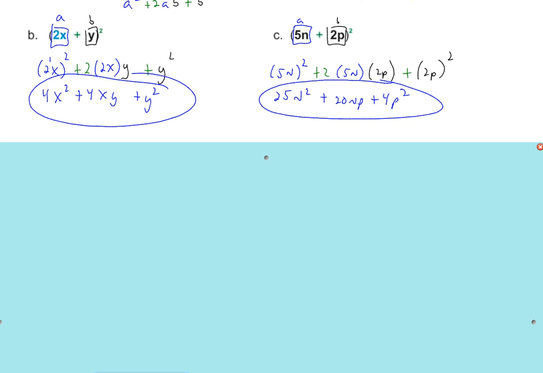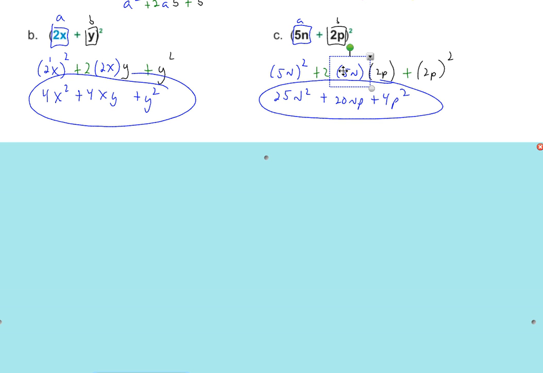Oh man, that's scary. All right, you might not want to use the pattern if you're on a quiz or a test, because that's certainly, I mean, did you have any problem writing this first line? I mean, the A is a 5N and the B is a 2P. You put the A squared plus the 2A times B plus the B squared. Surely you got 25N squared out of that. I would hope. Come on.